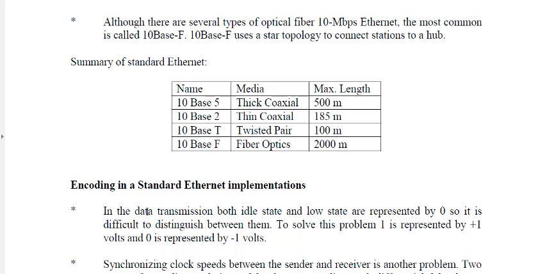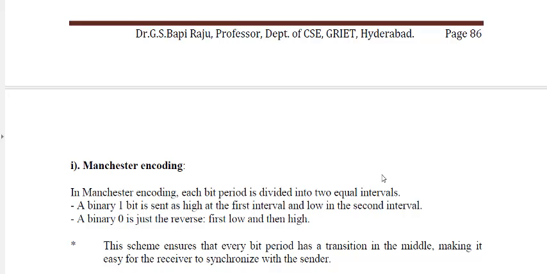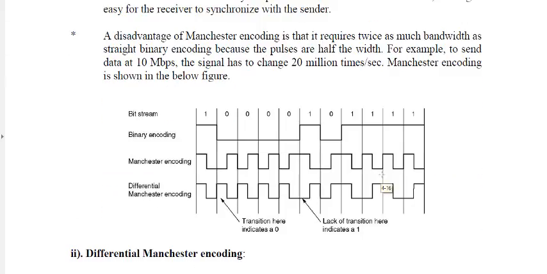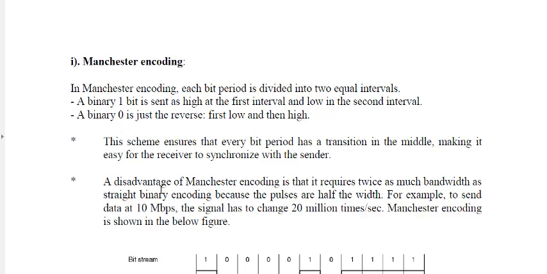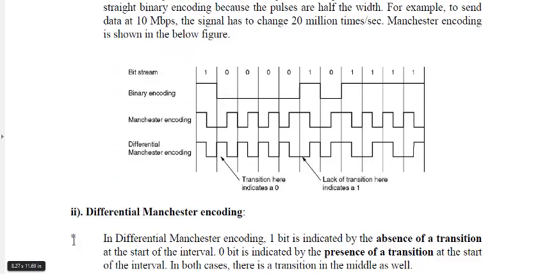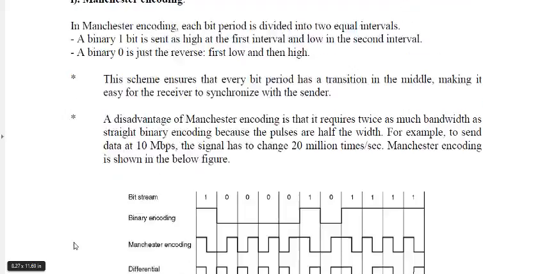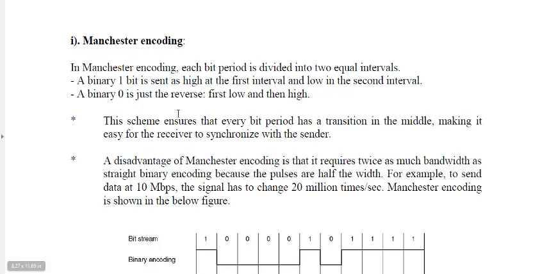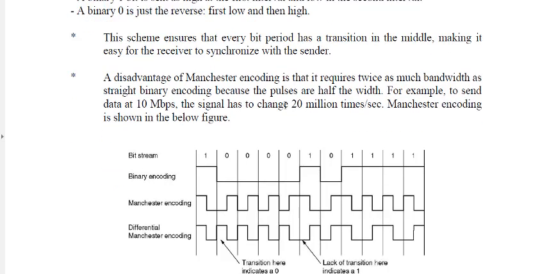Now, another important thing is encoding in standard Ethernet implementation. Encoding means how the signal is encoded. We have a nice diagram here, we can understand very easily. So we have two different types. One is Manchester encoding, and the second one is differential Manchester encoding. The difference is in Manchester encoding, each bit period is divided into two equal intervals. The binary one bit is sent as high in the first interval and low in the second interval. The binary zero is just the reverse: first low, then high.